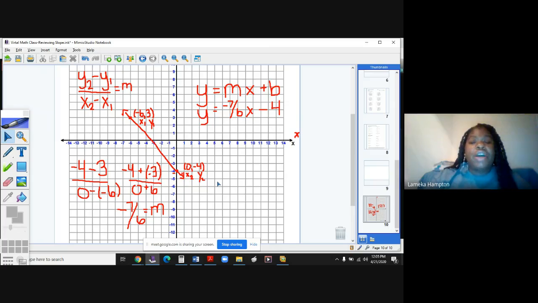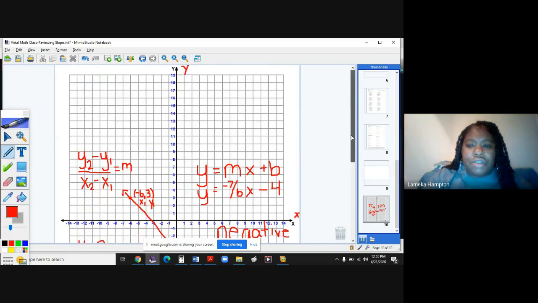So that is what I want you to do. Oh, by the way, while I'm on this subject, this has a negative slope. So I identified the slope. I identified what kind of slope it was because it is negative. I found my slope, and I wrote the equation of my line. So those are the 3 things that I want you to work on for numbers.